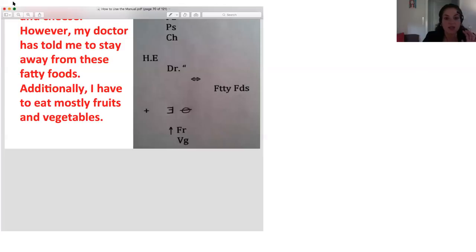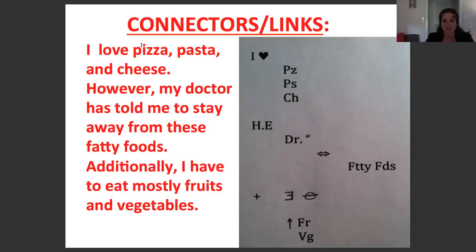So let's take a look at this particular message. Again, I'm going to be reading the red. I want everybody's eyes over here on the right. I love pizza, pasta, and cheese. However, my doctor has told me to stay away from these fatty foods. Additionally, I have to eat mostly fruits and vegetables. So here we had examples of two different connectors, two different links that announced a new direction of the speech, okay? First was the word however, and secondly was the word additionally.